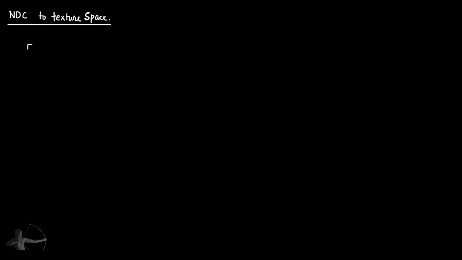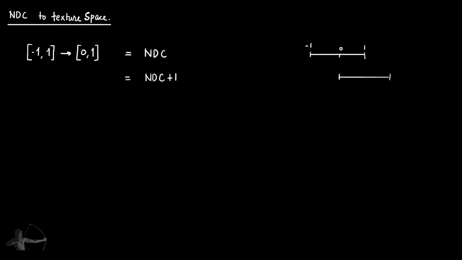So our objective is to transform a range of -1, 1 to 0, 1. So we take NDC, which is in the range of -1, 1. In the second step, we add 1 to it. So this range becomes 0 to 2. And then we divide it by 2 and the range becomes 0 to 1.